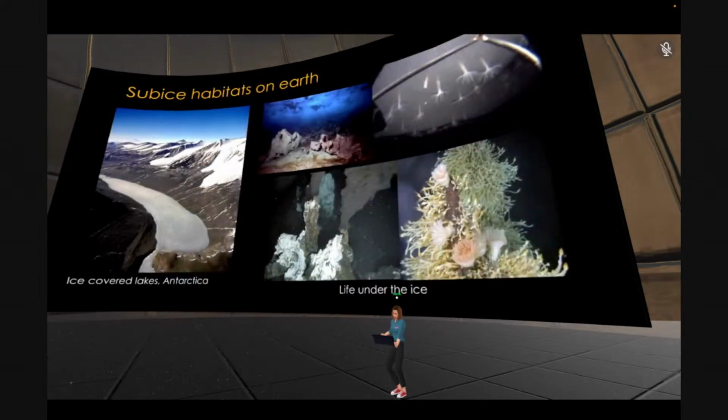And we can compare that to sub-ice habitats on Earth, which have all sorts of life, not just penguins. So this picture on the left is showing you a permanently ice-covered lake in Antarctica. This is in the McMurdo Dry Valleys, and I conducted research there for a few years back in 2017, studying microbes that can live under these 20 feet of ice. They're really resilient, really robust.